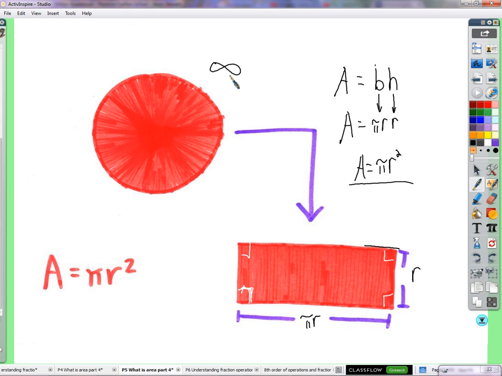When you do that infinitely, all those pieces become so skinny that these are 90 degree angles all around. This is perfectly straight, so what we've made is a rectangle from all those really skinny pieces, some of them pointing down, the other half pointing up, alternating.